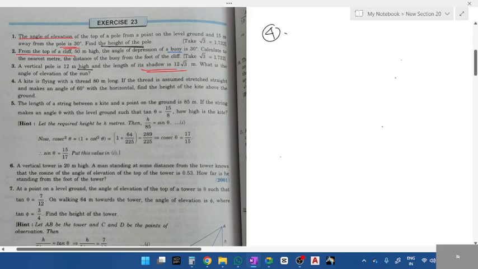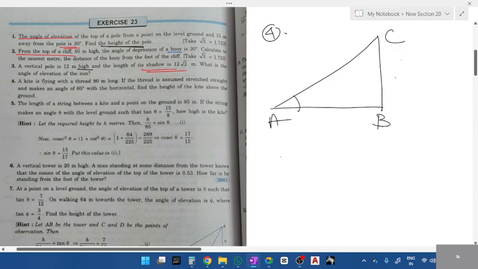Okay, a kite is flying with a thread 80 meters long. Let me draw the diagram directly. If I name it as A, B, C. Okay. So a kite is flying with a thread 80 meters long. If the thread is assumed stretched straight and makes an angle of 60 degrees with horizontal. Which line is horizontal here? AB or BC, students?